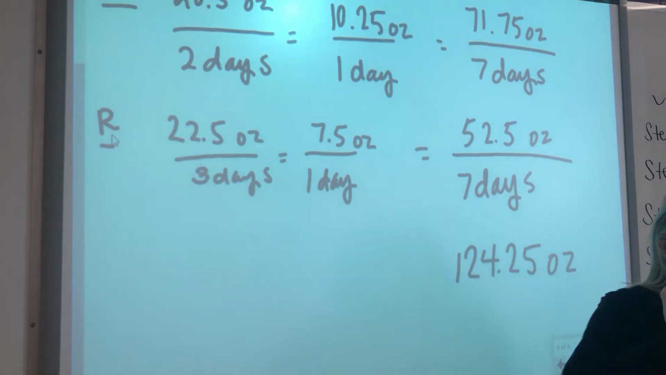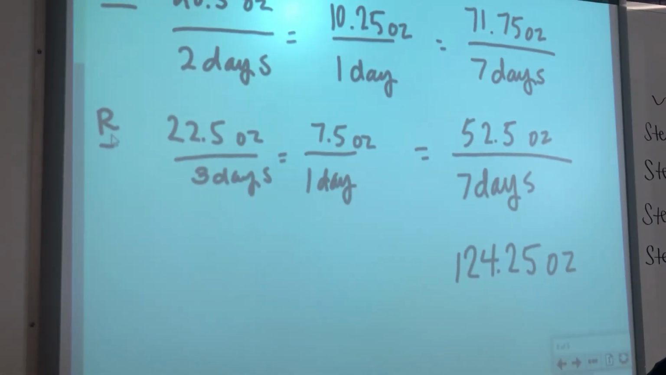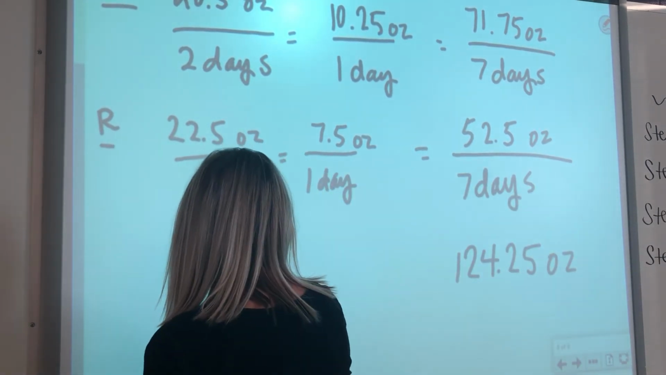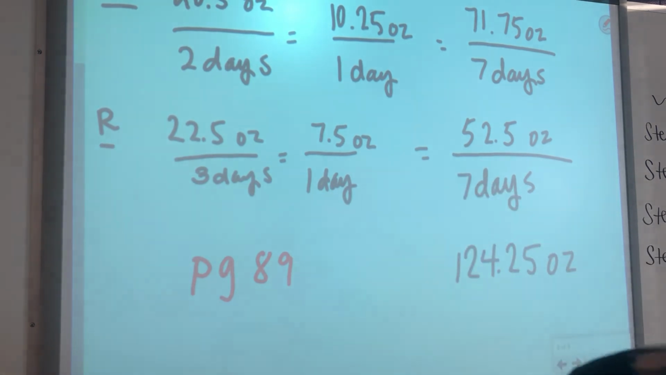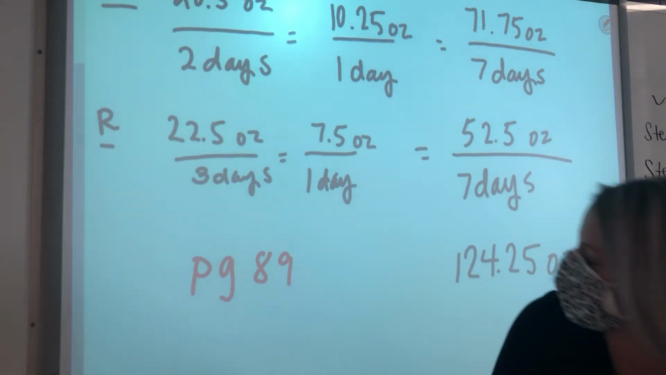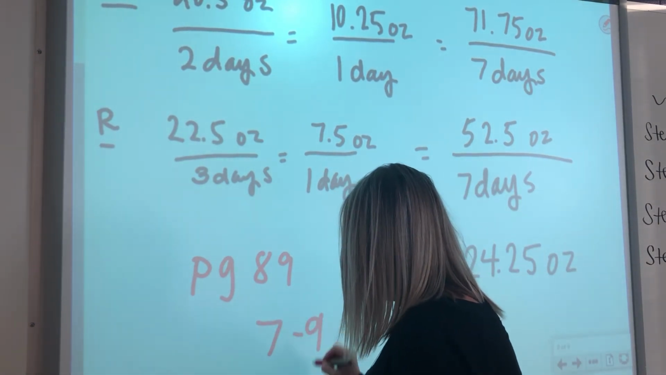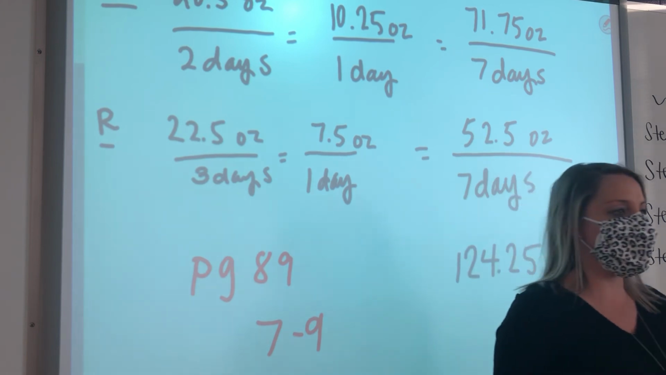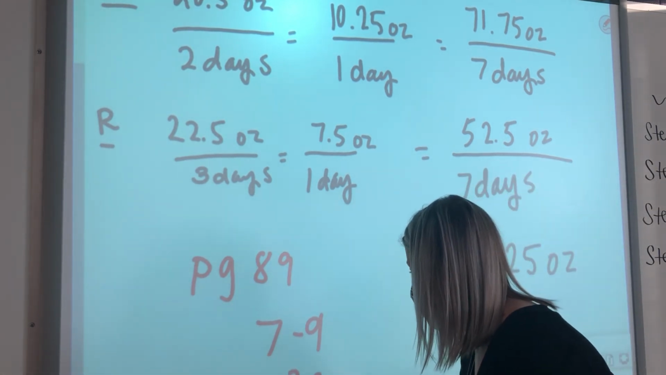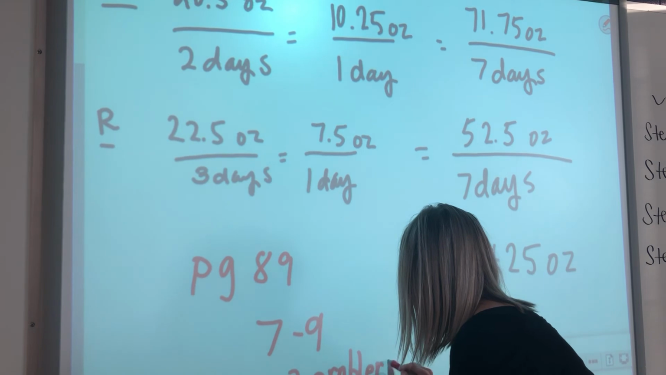Okay, so here's what we're going to do tonight. You are going to do page 89. Okay, so page 89, and I want you to do 7 through 9. So that's 3 problems, 7, 8, 9. That sounds easy.